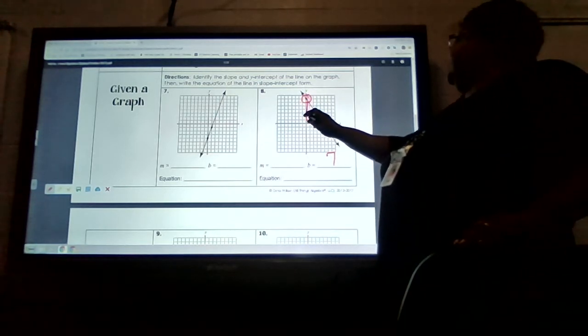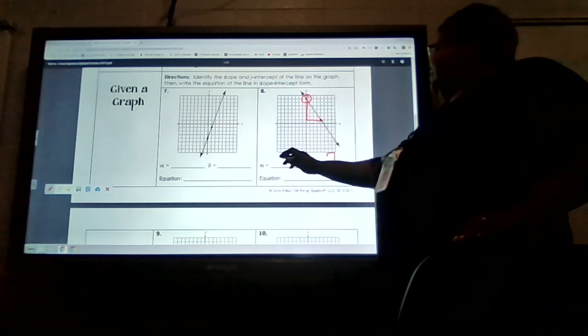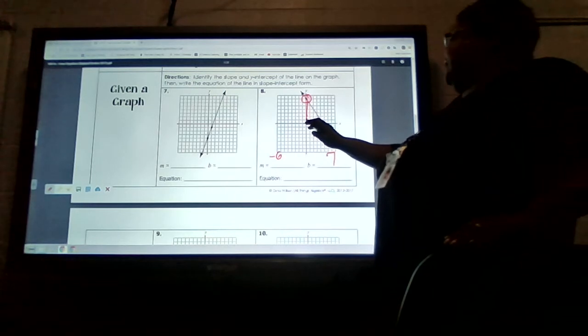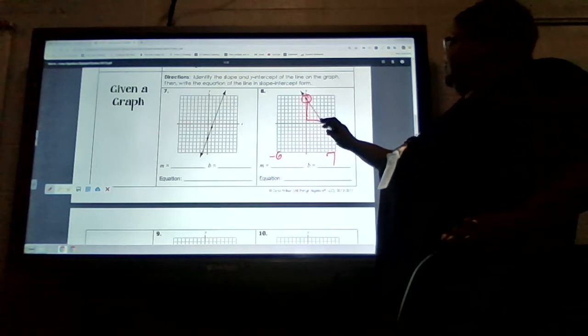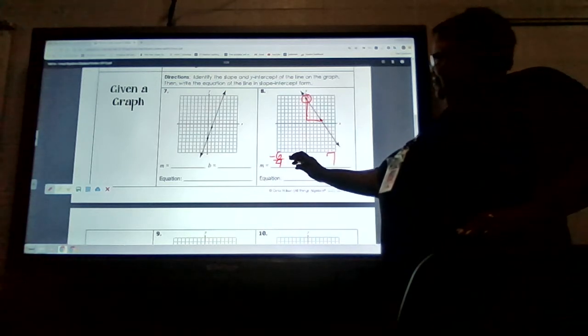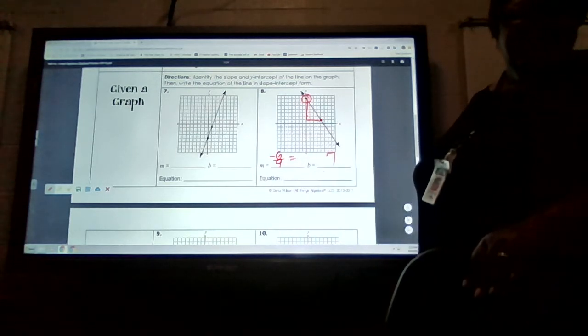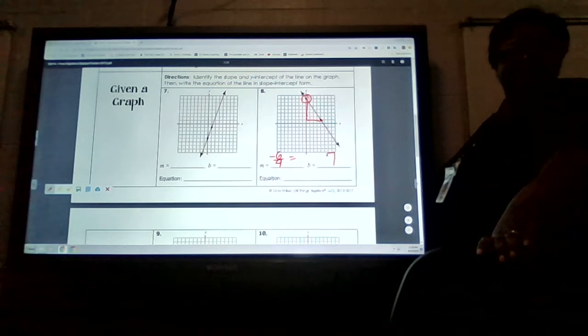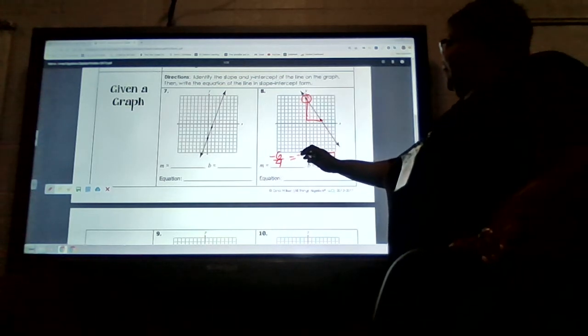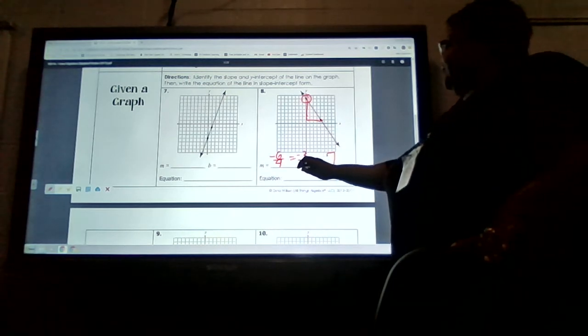1, 2, 3, 4, 5, 6. So I went down 6. So that's positive. I mean, that's negative. 1, 2, 3, 4. And I went over 4. I need to simplify that. I have a -6 over 4 that I need to simplify. And that's going to simplify to a -3 over 2.